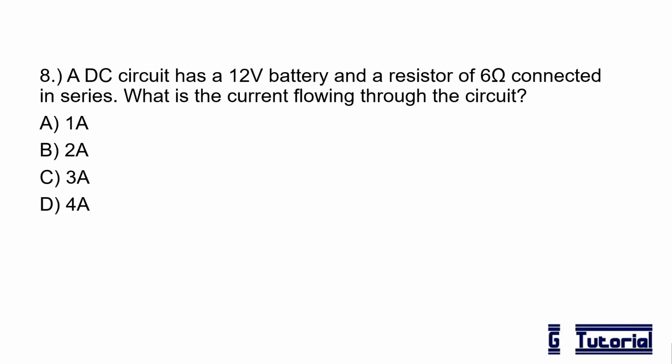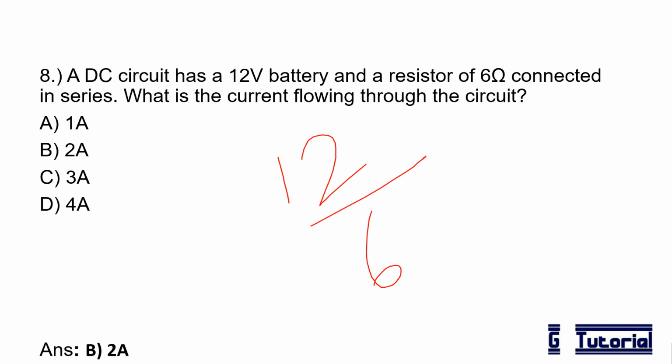Next question. A DC circuit has a 12-volt battery and a 6 ohm resistor connected in series. What is the current flowing through the circuit? By Ohm's law, V is equal to IR. So I is given by V by R, which is 12 by 6. So the resistance will be equal to 2 ohm. Sorry, the current will be equal to 2 ampere.